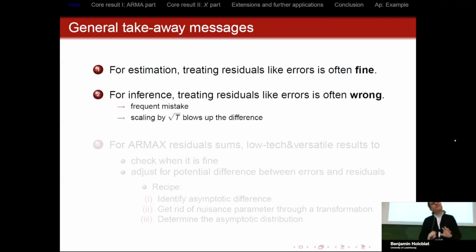For inference, that's not the case. When you move to testing and inference, typically if you replace the error term by the residual, it's not going to work.